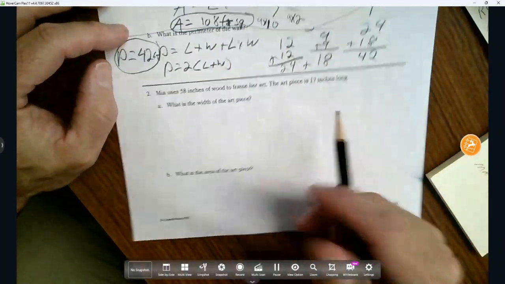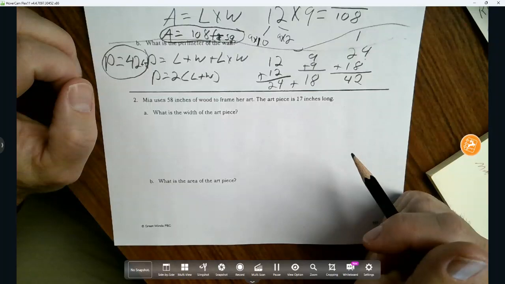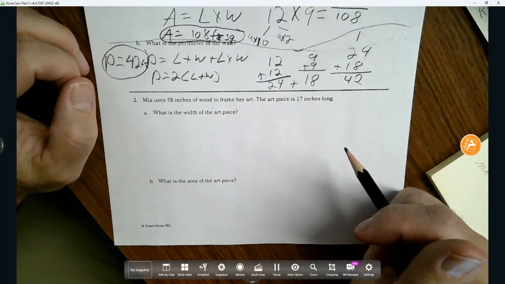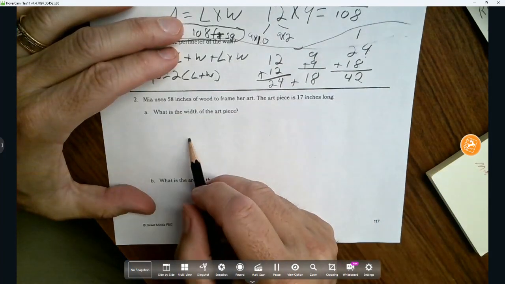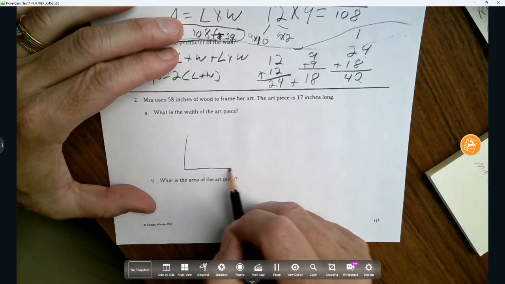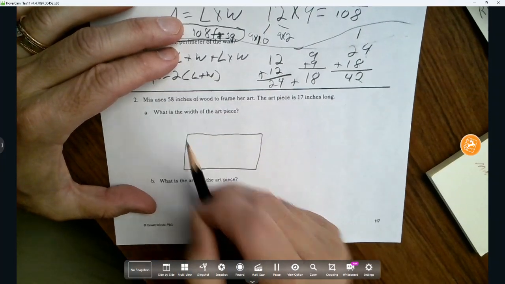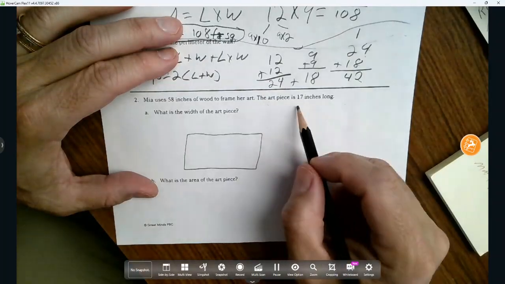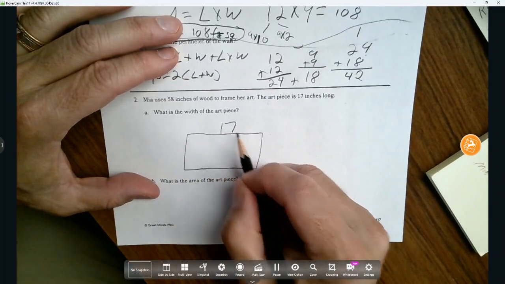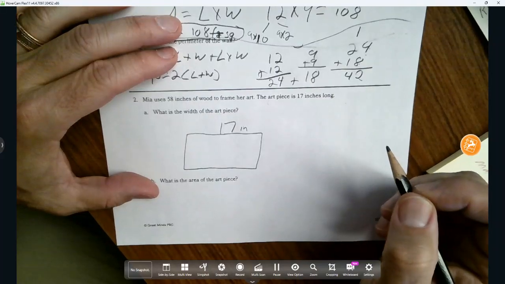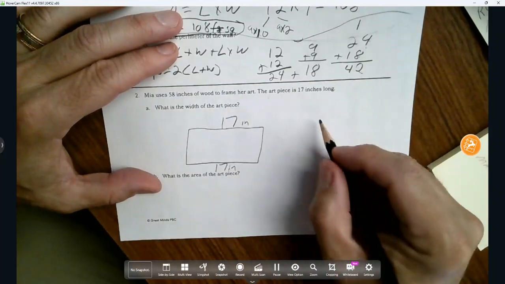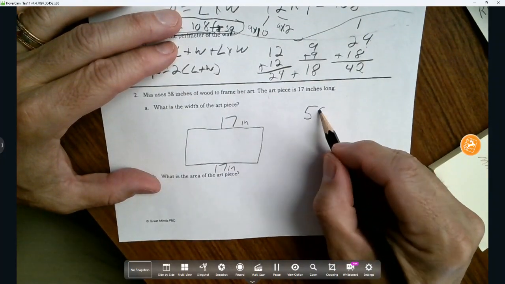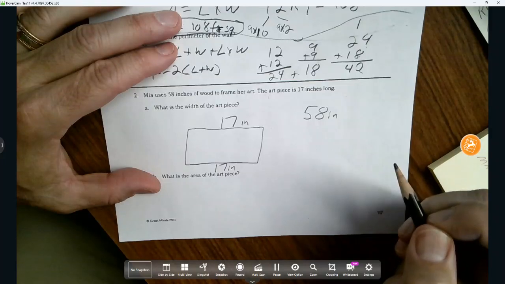All right, let's look at number 2. Mia uses 58 inches of wood to frame her art. The art piece is 17 inches long. Okay, so we have frame or art. Frame, we know frames are square almost all the time. The art piece is 17 inches long, so 17 inches long. So 17 inches long there, it's 17 inches down here. And then it's 58 inches of wood she uses total.